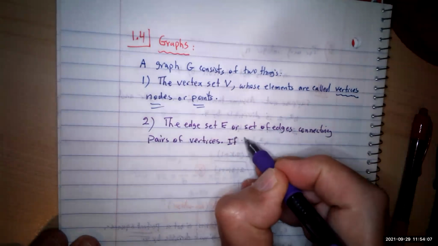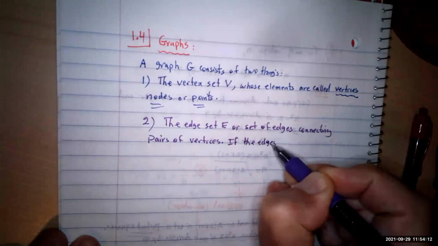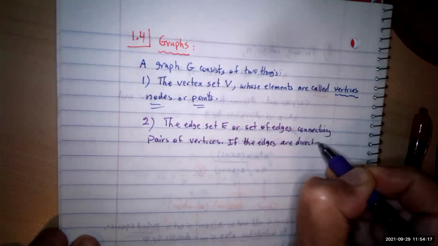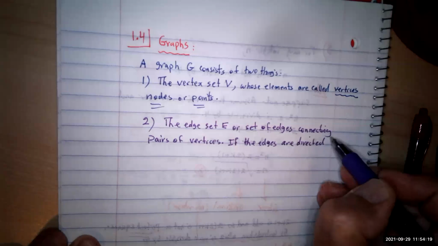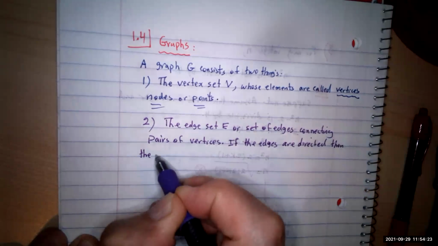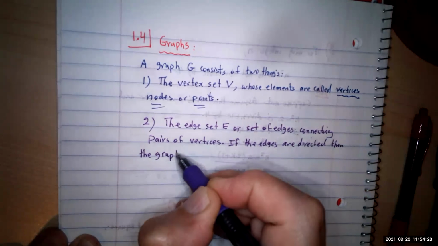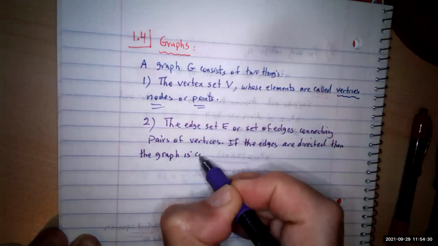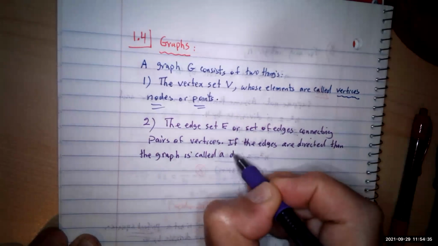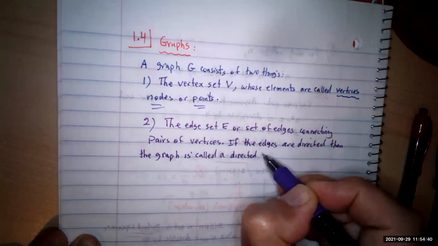So if the edges, all of them, are directed, then your graph is a directed graph, like the flow chart, okay? Then the graph is going to be called a directed graph. Okay, it's going to be a directed graph.